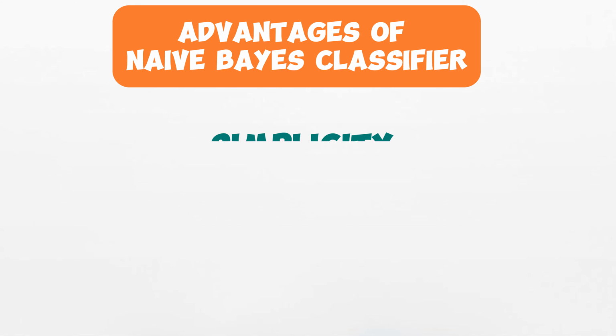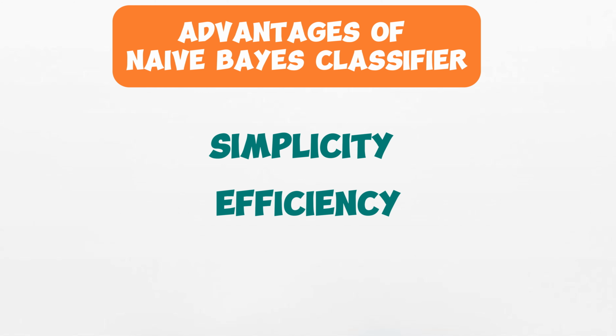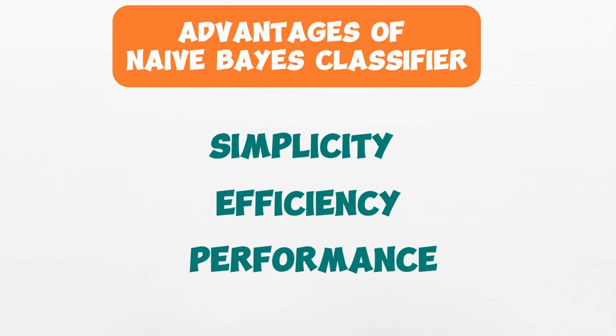Advantages of the Naive Bayes classifier. Number 1. Simplicity. Unlike more complex algorithms, Naive Bayes is straightforward to implement. Its simplicity makes it easy to interpret and explain. Number 2. Efficiency. Naive Bayes is computationally efficient. It can handle large amount of data with minimal processing time. Number 3. Performance. Naive Bayes often outperforms more complex models, especially in text classification problems. Its robustness and reliability are well documented in various studies.